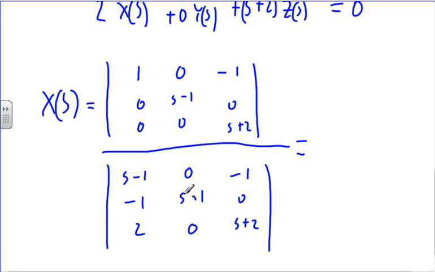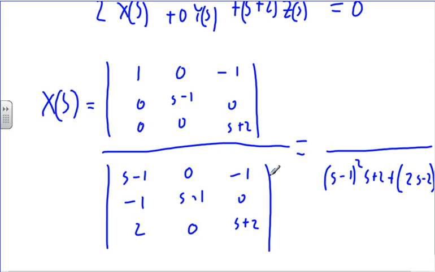Okay, so on the bottom I only have this guy minus that guy, right? So the only thing I have on the bottom is s minus 1 squared times s plus 2, minus a minus, so it makes it a plus, 2s minus 2. Okay, on the top I've got that one's 0, this one's 0, everything else is 0. So the only thing on the top is s minus 1 times s plus 2. That's all I've got on the top.